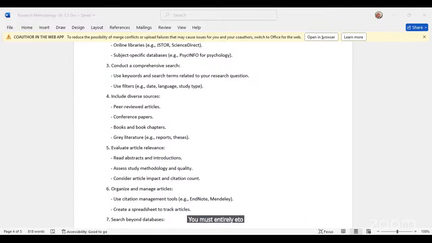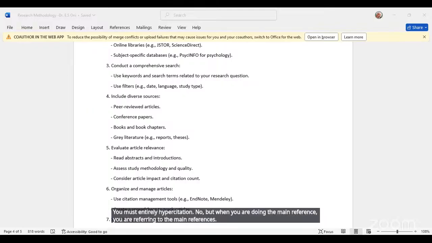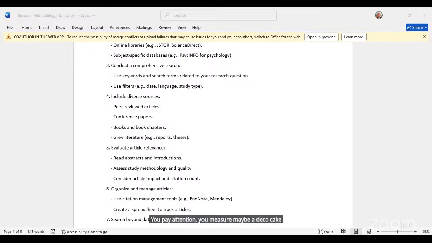Now, when you are doing the main references, pay attention. You mention maybe Adegoke, comma, its initials, T., space, K., comma, and then Ajayi, comma, space, R., comma, and Fasasi, comma, its initial, G. Then the year of publication of that article, you put in parentheses, full stop. Then you quote the title of that article.